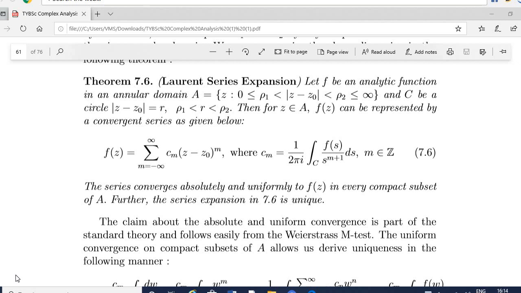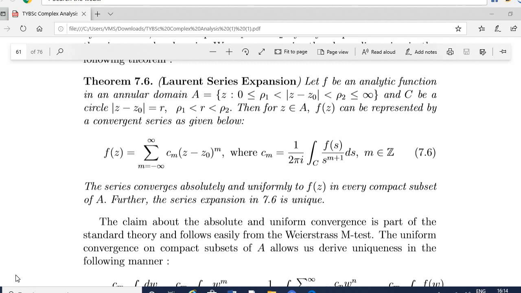One is Laurent series expansion and the other is singularities of a function. We have already done these two chapters, but just for the sake of revision, I am going to tell you again what we mean by Laurent series expansion. So you can see on the screen Theorem 7.6, Laurent series expansion.